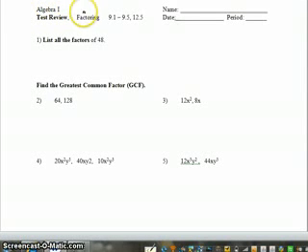Okay, this is your Algebra 1 test review for factoring 9.1 through 9.5 and 12.5. Number 1, list all the factors of 48.